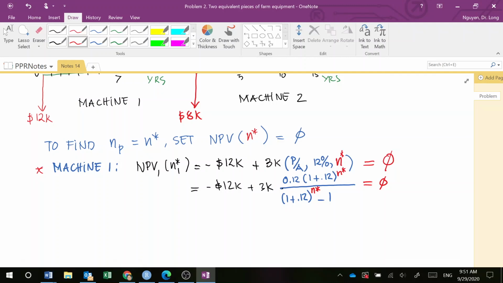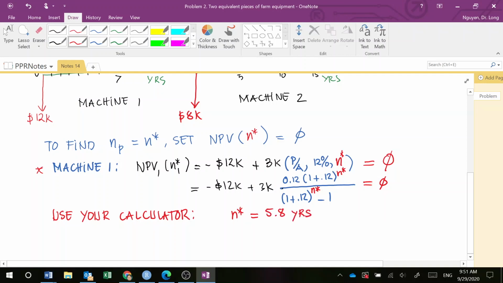Use your calculator. By now you should be able to do that. Otherwise, practice. Use your calculator so you can have this one, the net present value, the N star here, equal to about 7.8 years.